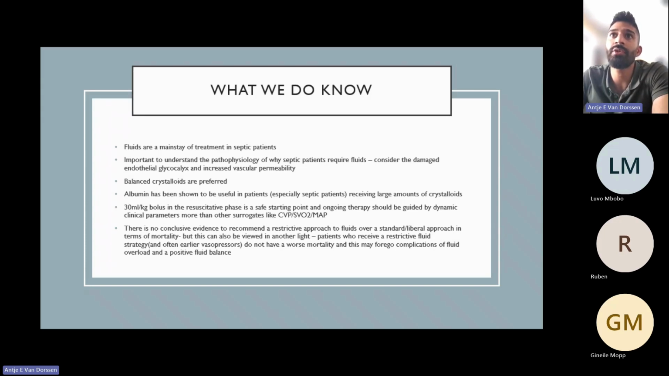Patients who receive a restrictive fluid strategy and often earlier vasopressors do not have a worse mortality, and this may forego further complications such as fluid overload and the positive fluid balance. So often a restrictive fluid approach with earlier vasopressors would be preferable.